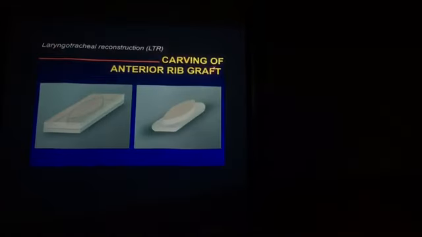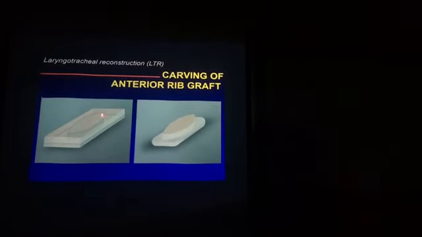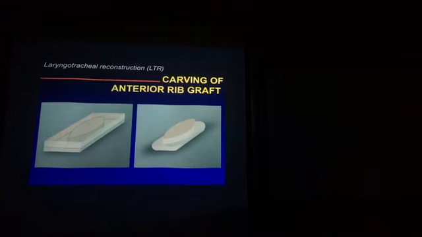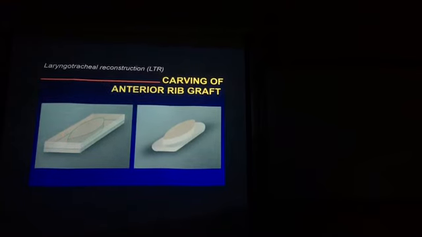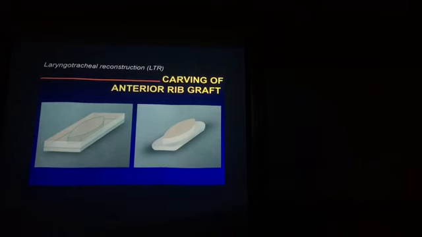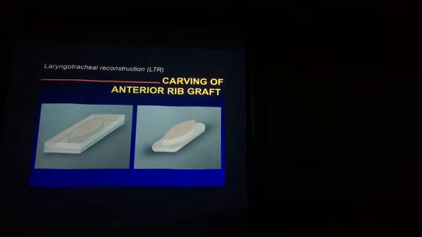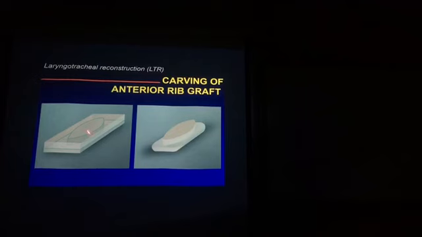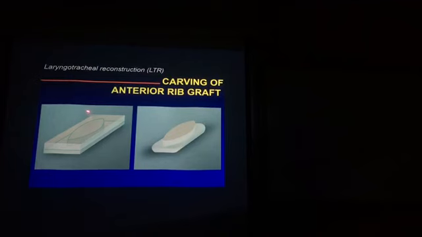How do you carve an anterior rib? So you have the perichondrium. Remember, this is extremely important. The perichondrium should always be facing the lumen. If you make a mistake and you put it the other way around, your graft will be destroyed because the only protection that you have inside the airway is the perichondrium.